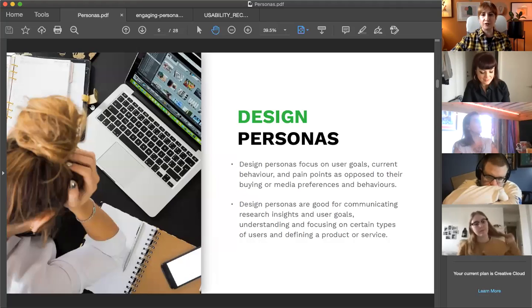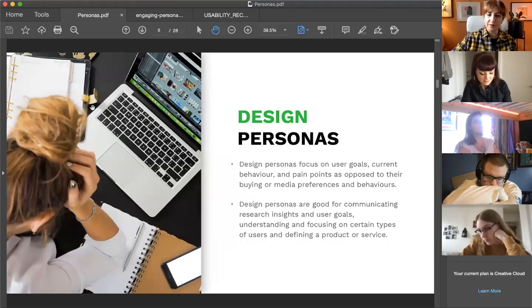Design personas focus on a user's goals, current behavior, and pain points, as opposed to their buying or media preferences and behaviors. Design personas are good for communicating research, insights, and user goals, understanding the focus of certain types of users, defining a product or a service.